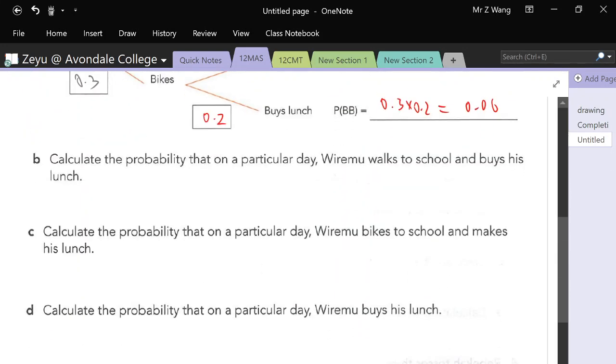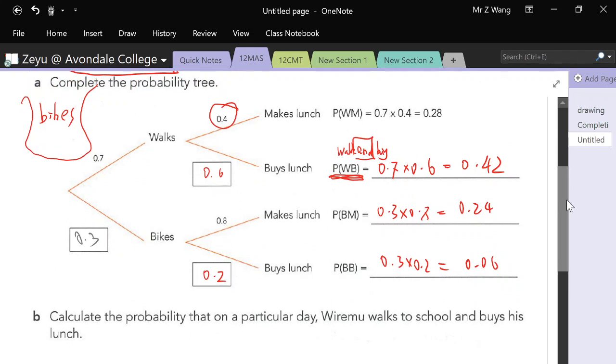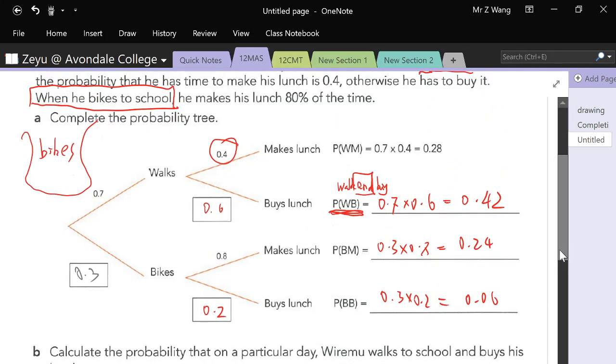So let's see. Calculate the probability that on a particular day, William bikes to school and makes his lunch. Bikes to school, makes his lunch. 0.24. Yep. Calculate the probability that on a particular day William buys his lunch. That'd be 0.42 plus 0.06. Fantastic. Now let me ask you another question. What's the probability that William walks? 0.7? Fantastic. Okay. Be confident.